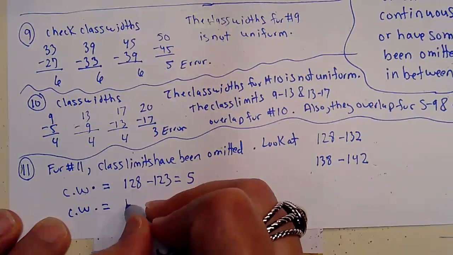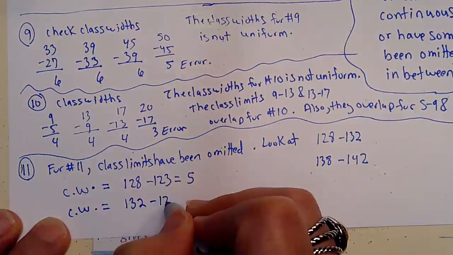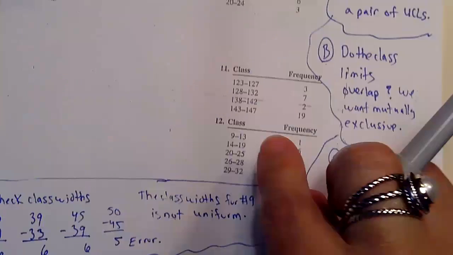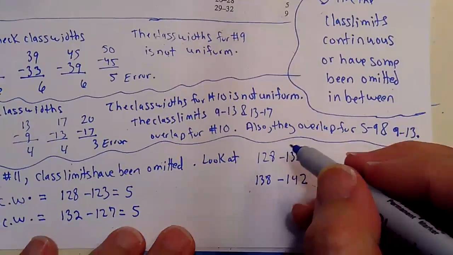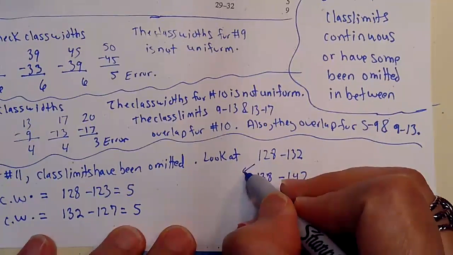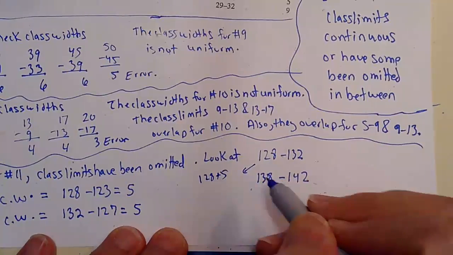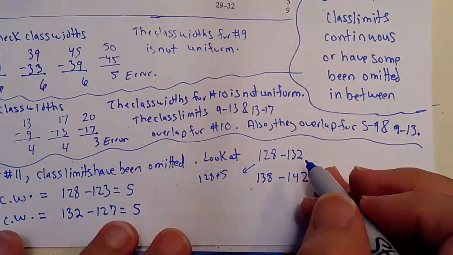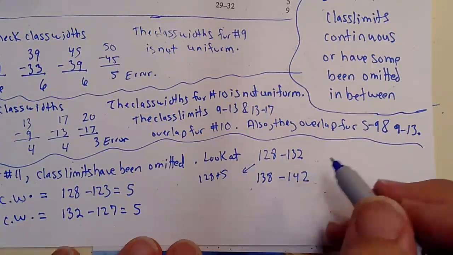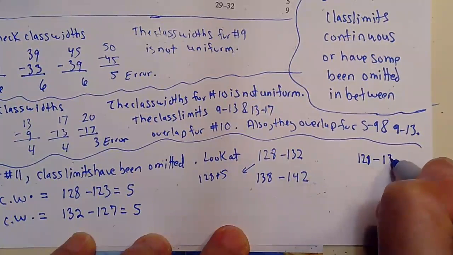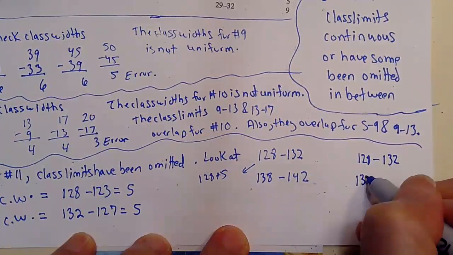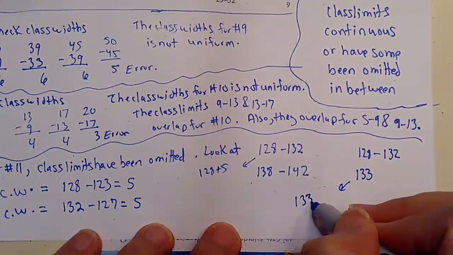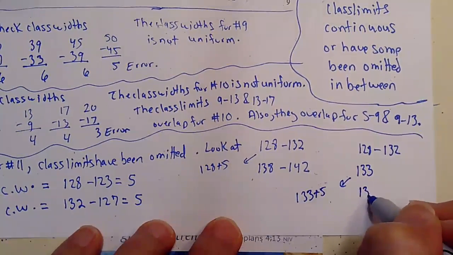If I do 132 minus 127, it looks like it's 5, right? If I do this side and subtract. So it looks like here I should have had 128 plus 5, which is 133, right? This should have been 128 to 132, and then after 132 should have been 133. And then if I add 5 to that, 133 plus 5, then it would have been 138.